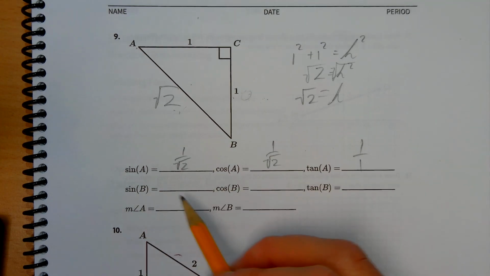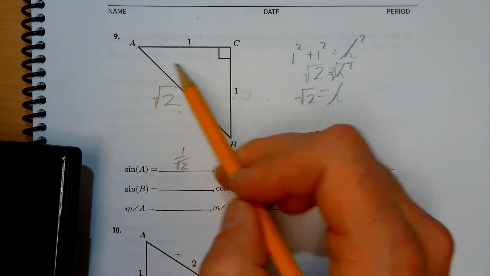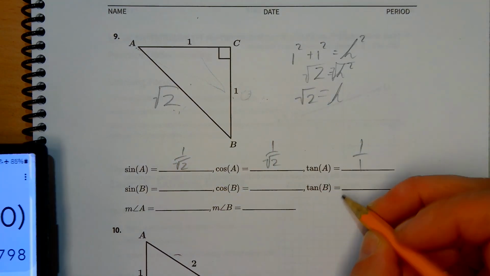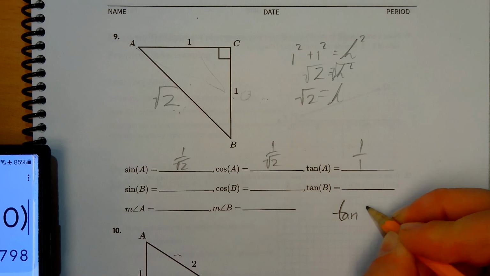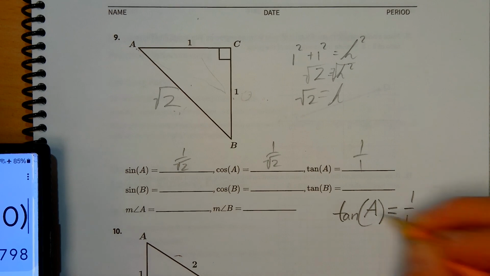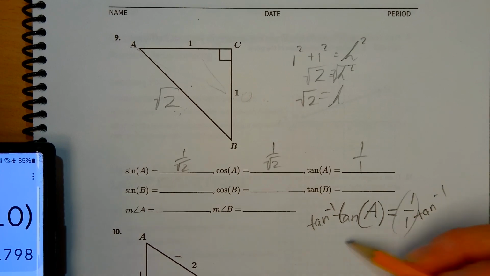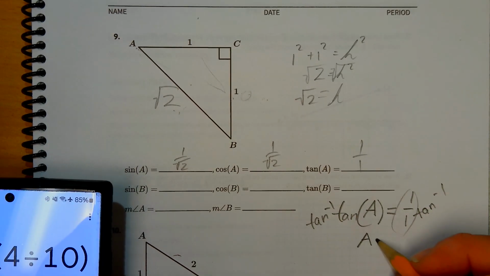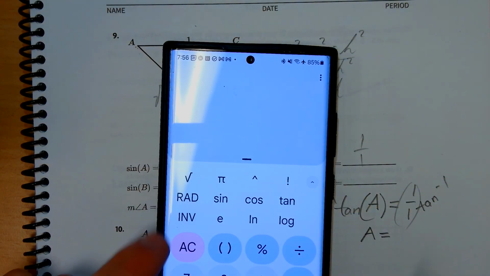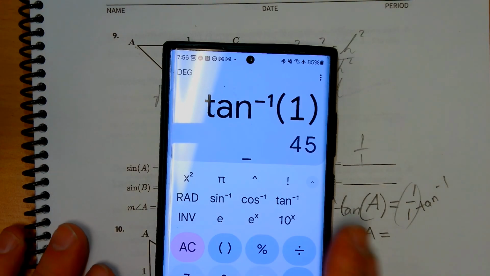I'll let you figure out the ones for B, but I will show you. Let's see. Let's reverse look up tan of A. Tan of, I'll just call it A, I guess, equals 1. What is A? Let's untan it. Inverse tan, which will reveal A as a degrees. Can't believe we're going to inverse tan 1. Oh, 45, 45, 90. 45 degrees.